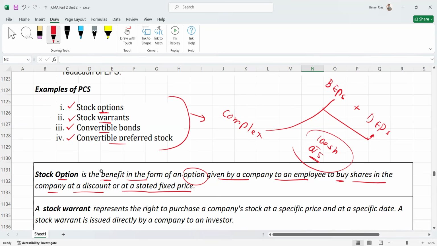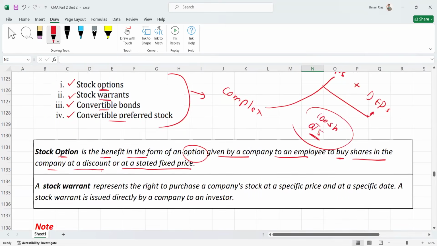Now we have a stock warrant. Usually warrants are attached to bonds. So please remember, what is a warrant? It is a kind of option, but see the definition. A stock warrant represents the right to purchase, it means an option to purchase a company's stock at a specific price and at a specific date. Usually warrants are issued to the investors. As I told you, sometimes we issue a bond with a warrant, right? It's similar to a stock option. So usually stock options are given to the employees and warrants are given to the investors.